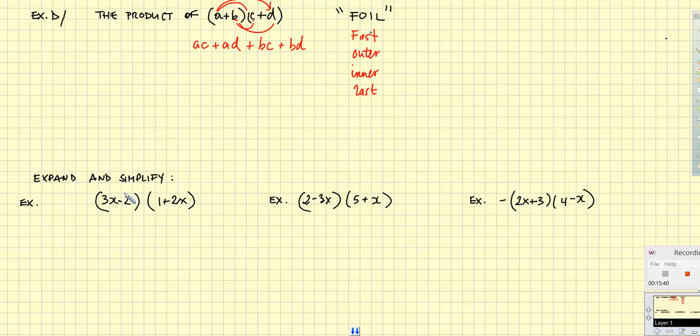So if I wanted to do the next example here, I would do my first terms, 3x times 1 is 3x. Then I would do my outer terms, the ones on the extremes, on the totally left and totally right. So 3x times 2x is 6x squared. Then I would do my inner terms, negative 2 times 1 is negative 2. And then my last terms in each, negative 2 times 2x is negative 4x. So I would say 3x minus 4x is equal to negative x, and I still have a 6x squared, and I still have a minus 2.